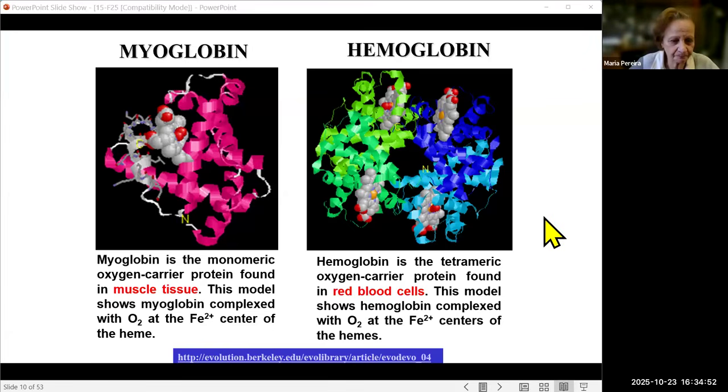Okay, so myoglobin is the only protein that's present only in muscle cells.